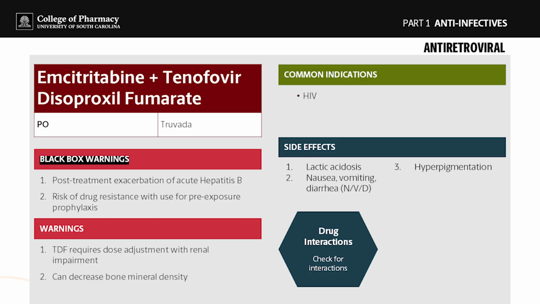So the oral version of this drug is Truvada, and one of the common indications is HIV. It's got some black box warnings in it. Post-treatment exacerbation of acute hepatitis B and the risk of drug resistance with use for pre-exposure prophylaxis. And it can also decrease bone mineral density. Some of the side effects: hyperpigmentation of the skin, nausea, vomiting, and diarrhea, and lactic acidosis.